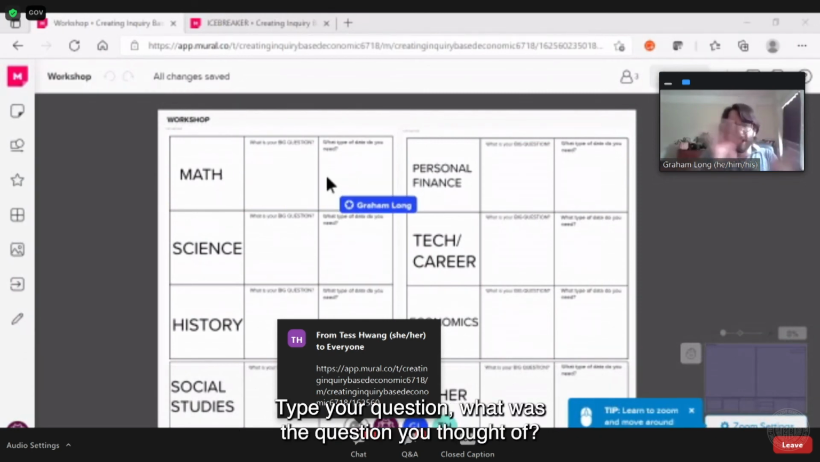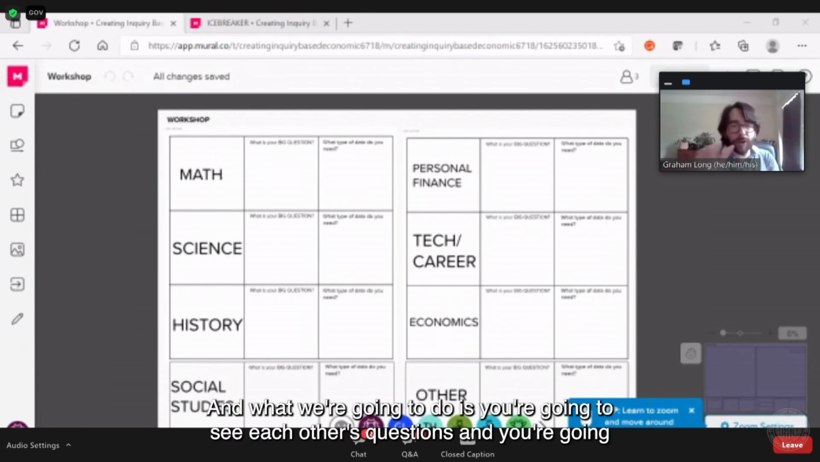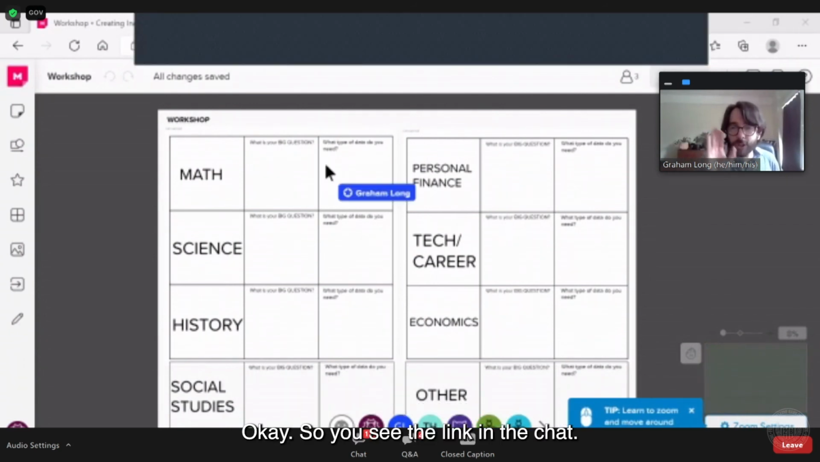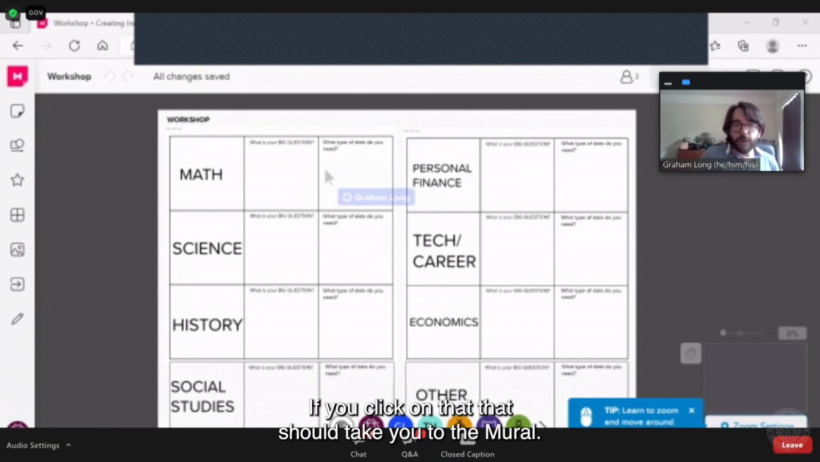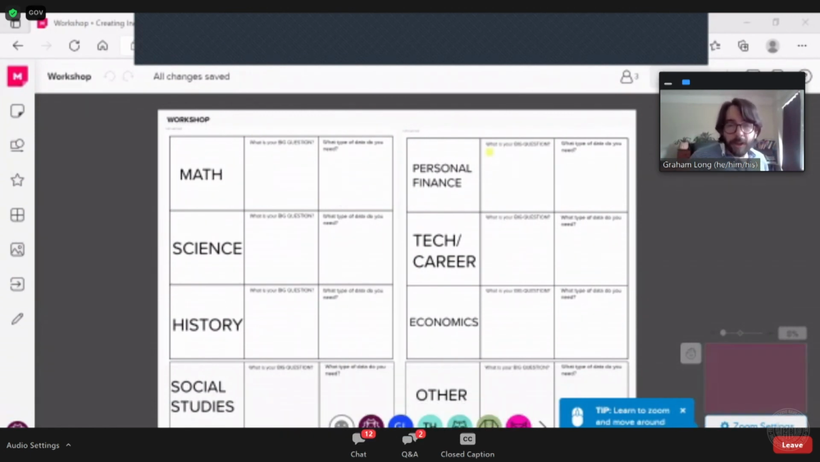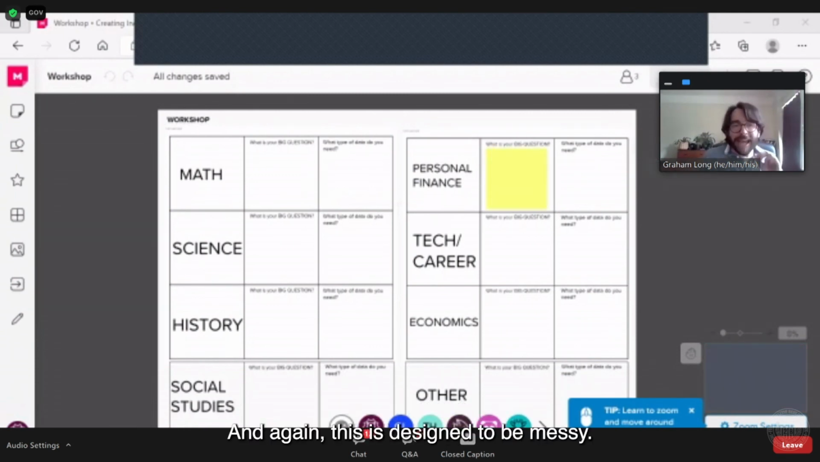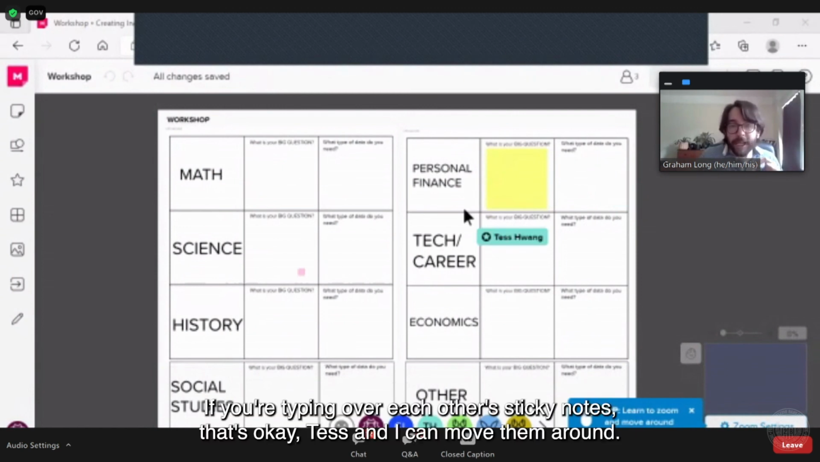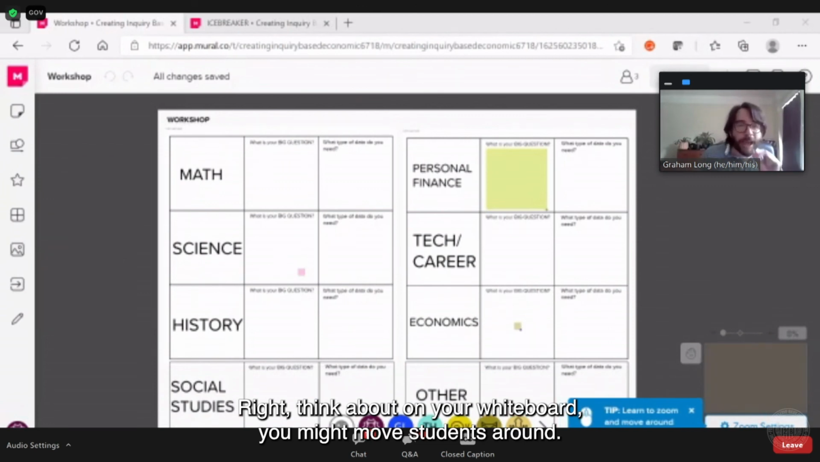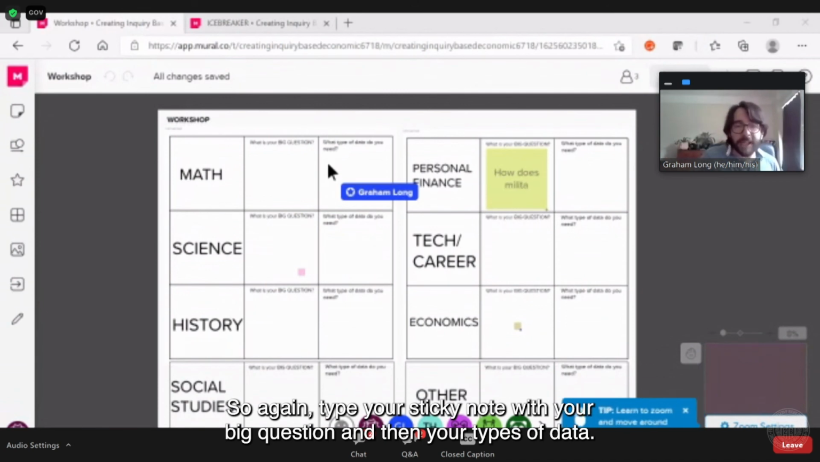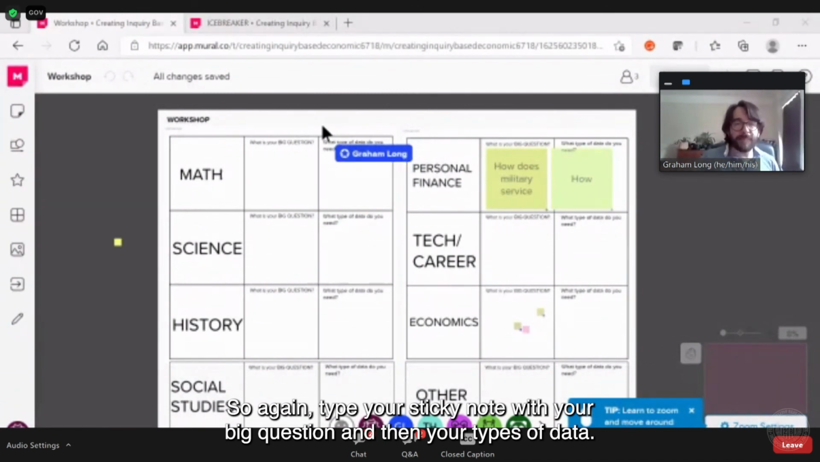And what we're going to do is you're going to see each other's questions and get a sense of what other people are thinking. We're going to walk through very quickly, workshop, and try to model what these questions might look like. Okay? So you see the link in the chat. If you click on that, that should take you to the mural. I see a sticky note is already starting to get there. You're going to type it in. And again, this is designed to be messy. If you're typing over each other's sticky notes, that's okay. Tess and I can move them around, right? Think about your whiteboard. You might move students around. This is designed to be controlled chaos. So again, type your sticky note with your big question and then your types of data.